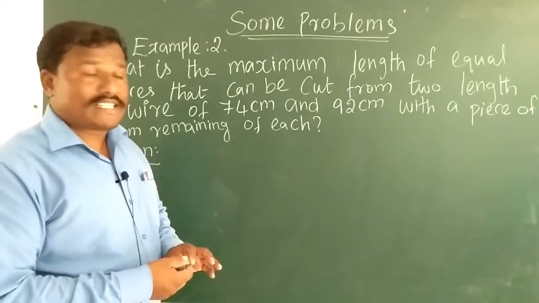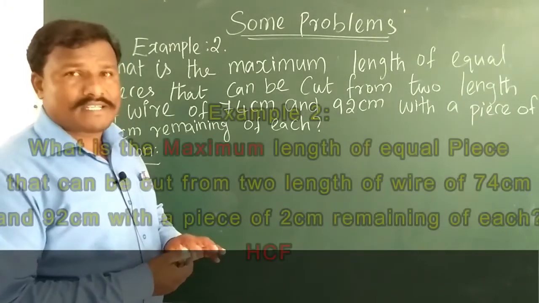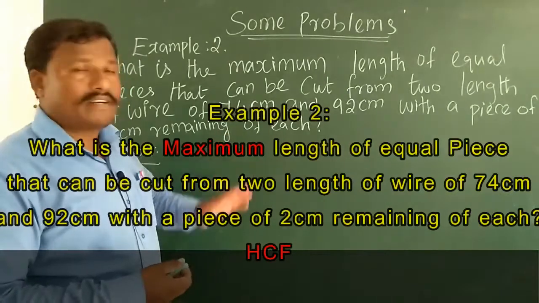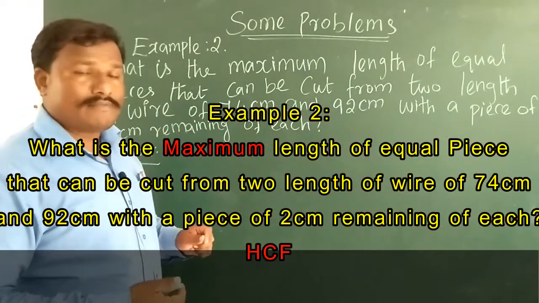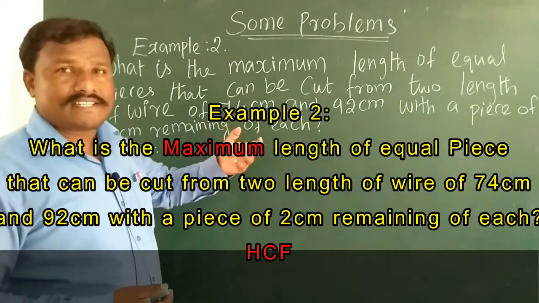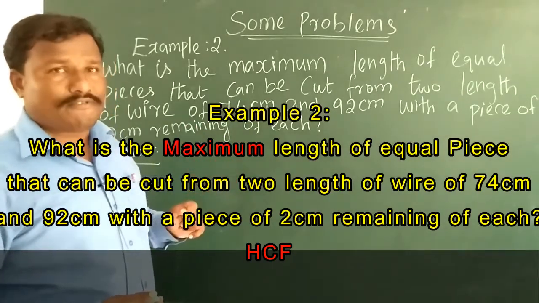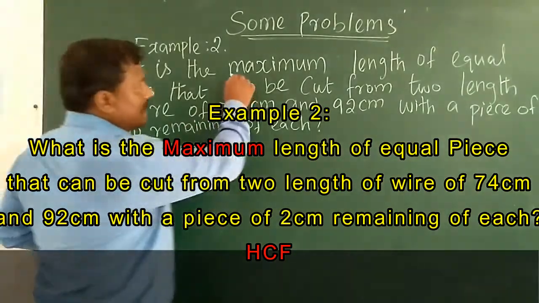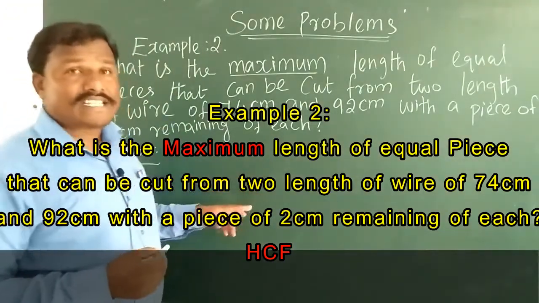Let me discuss another example of word problems based on HCF and LCM. Previously I told you some words: if "maximum" and "least" come up, least means LCM and maximum means HCF. So if you see this word maximum here, we need to find the highest common factor, HCF.